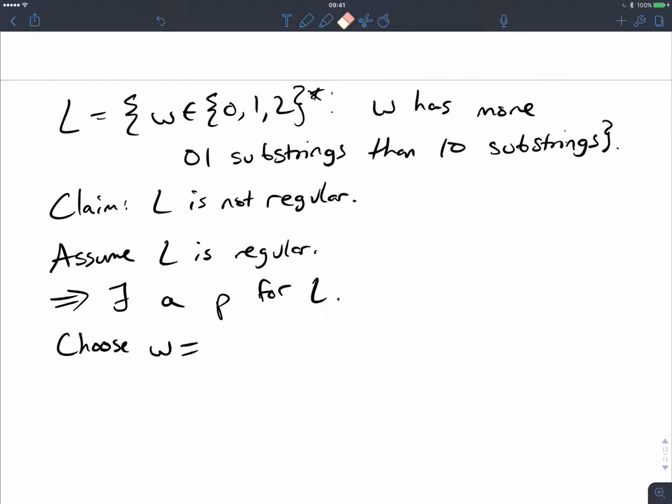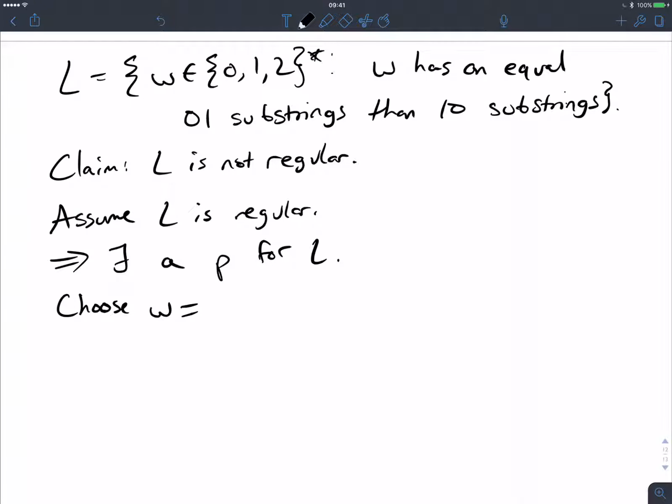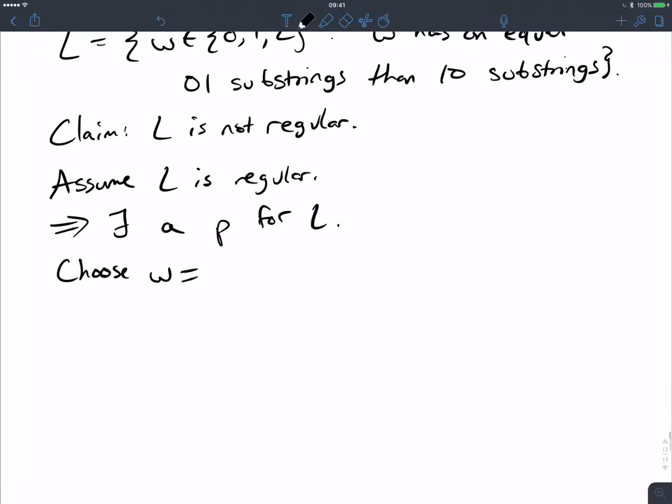No, not has more, sorry. It has an equal number. If it's more, then it's still regular if you had {0, 1}. But if it has an equal number, now we have to choose a string in the language that has an equal number of 01 substrings and 10 substrings. If I did (01) to the P, well, this whole string will eventually not work. But let's see if we try this.